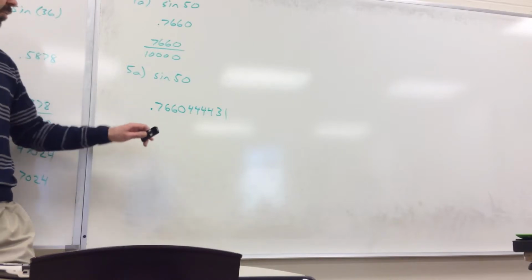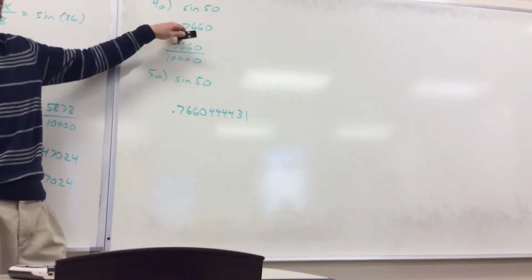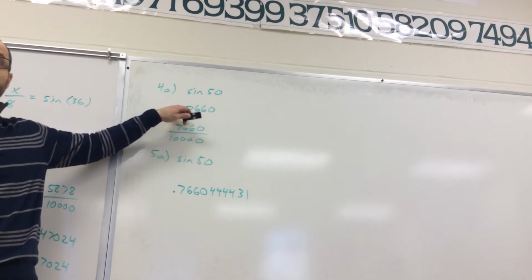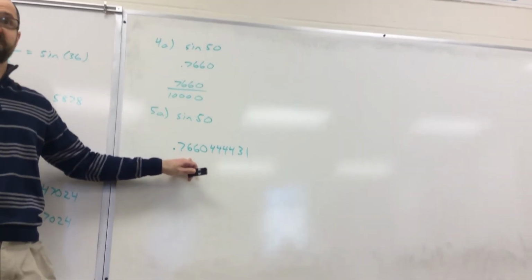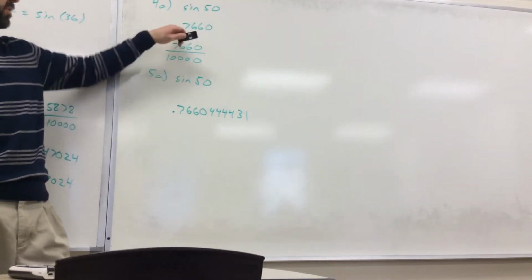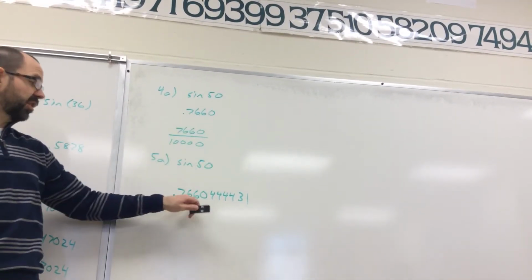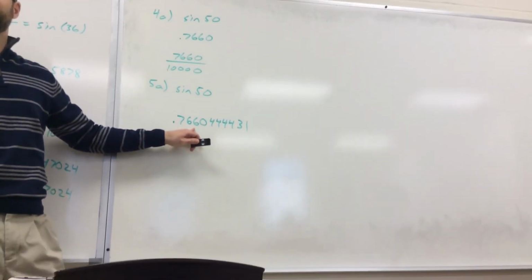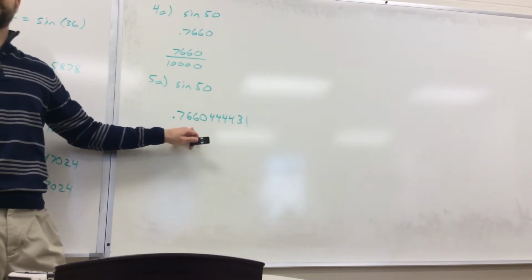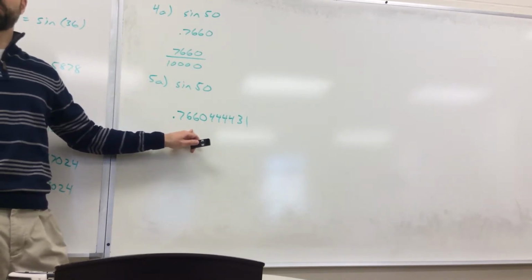All right. So what do you notice about this number compared to that number? This has got more decimal places, right? So this is a rounded answer that the table has. This is closer to the right answer. Crazy thing is, this still isn't the right answer. The right answer goes on forever.